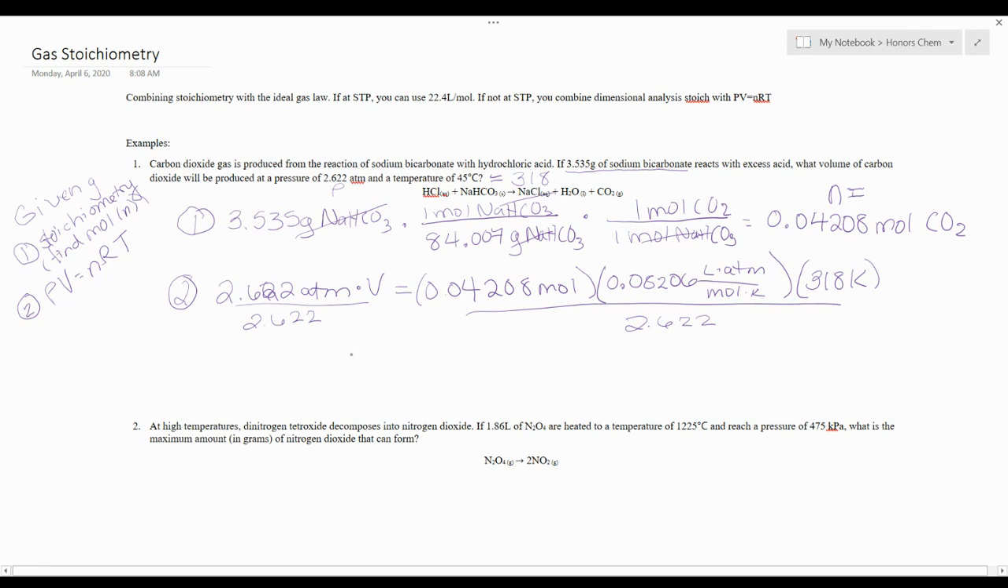So for volume, I got 0.418 liters. And if you had solved that in milliliters, that would be 418 milliliters. It doesn't specify which volume, so you can use either one. So that's it. So we had mass given in the problem, which told us we were going to do stoichiometry first and then the ideal gas law.